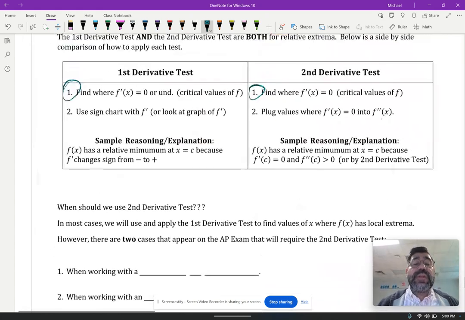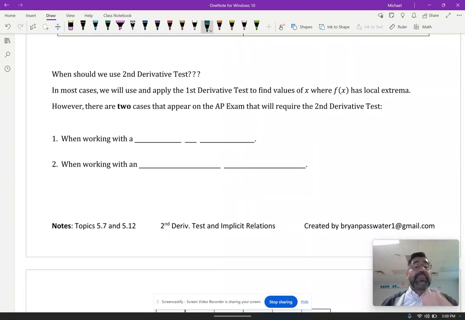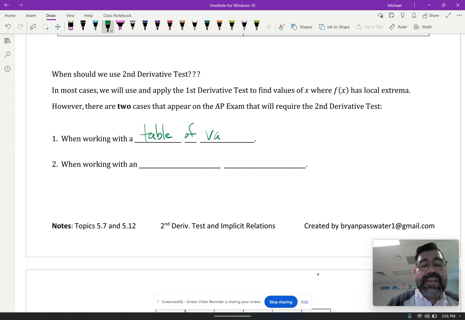So when do I use each? Well, it depends. In most cases, whenever we have to find x values where f of x has local extrema, we're going to use the first derivative test. If they give you an equation, chances are you can take the first derivative and use the first derivative test. Easy. However, there are two places on the AP exam where you might be required to use a second derivative test. The first one is if you have a table of values. In other words, if you don't have an equation and all they give you is a table of values, you might have to use a second derivative test. Not that you have to, but you might have to.